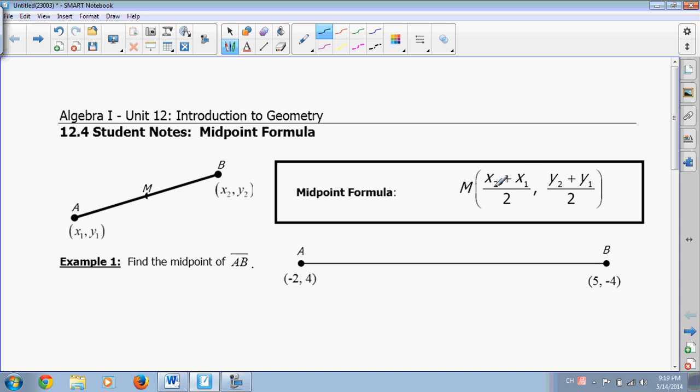Okay, the midpoint formula is represented by adding the two x values together and dividing by 2, and adding the two y values together and dividing by 2. Just like how if you wanted to find the average of two numbers, you'd add them together and divide by 2.